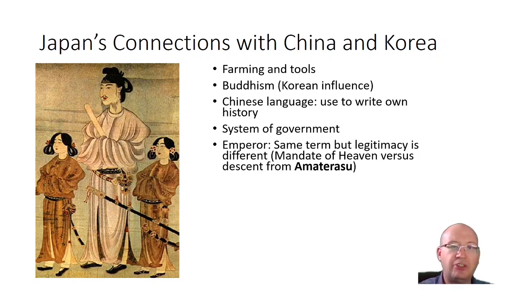So the Japanese borrow the term, but they don't refer much to the mandate of heaven. They refer to this idea that their emperor is the emperor because he's descended from Amaterasu, the sun goddess. So that's kind of interesting, right? They borrow the term, but then they change the meaning somewhat.